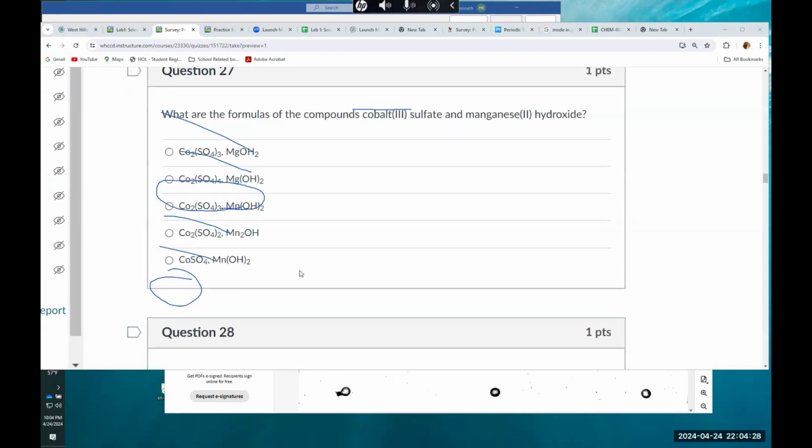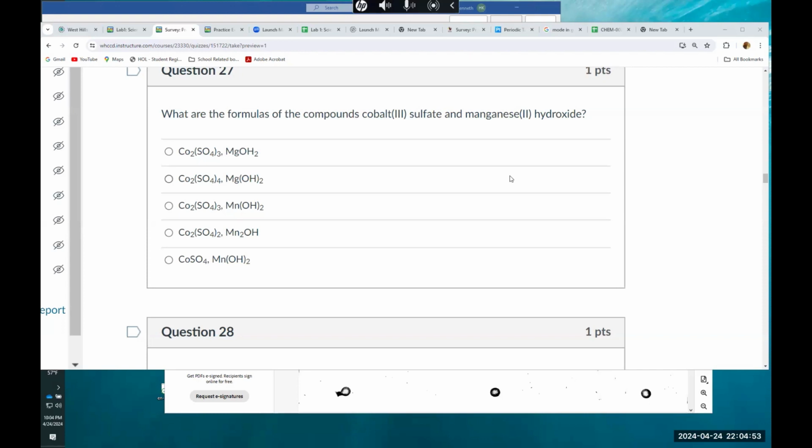So we'll say 27 because somebody asked for 27. See, now they're getting real easy here. What are the formulas of the compounds cobalt(III) sulfate and magnesium(II) hydroxide?